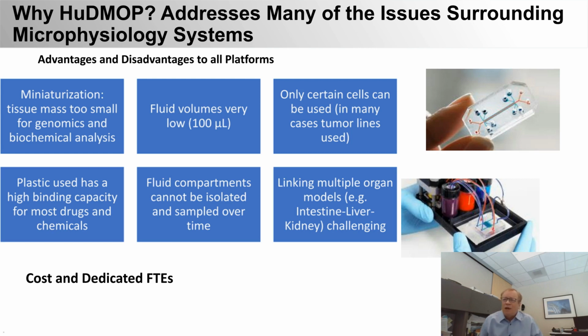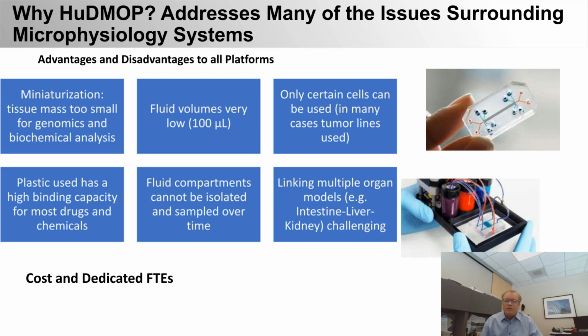But one of the problems is that when you miniaturize a platform, you can reduce tissue mass to a level where you just don't have enough to do a lot of the biochemical and molecular analyses that you need to do. Fluid volumes get very low. And as a result, it's very hard to do repeated dosing without extremely sensitive analytical equipment. So if you want to do, for example, a plasma concentration type time curve, you want to look at how drug changes over time, you're going to want to take a lot of samples, and that can be difficult.